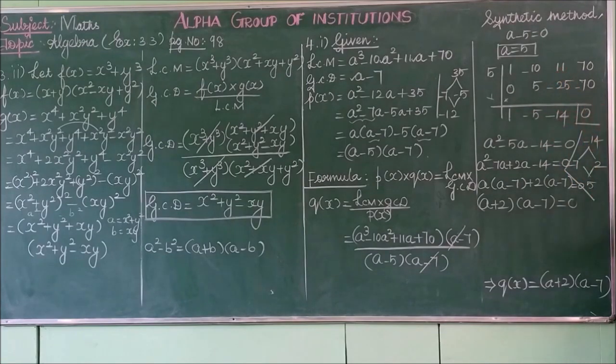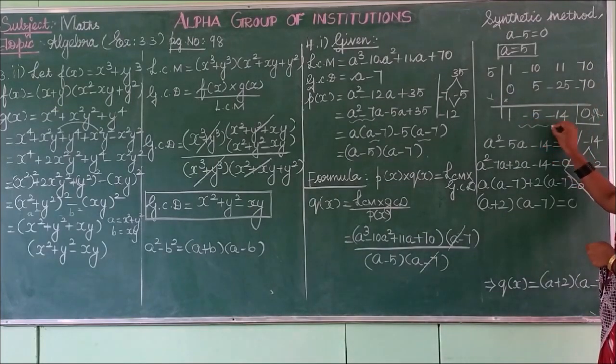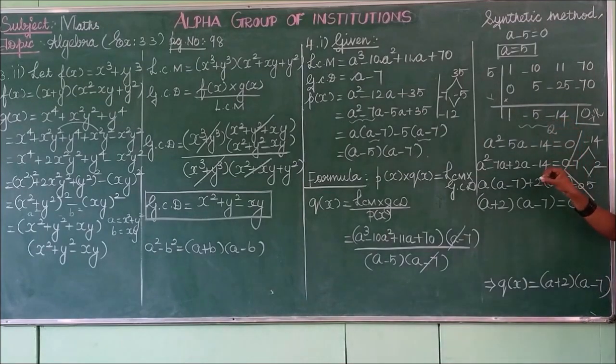So plus 11 minus 25. What is your answer? Your answer is minus 14. Then you have to cross multiply. 5 into minus 14 is what? Minus 70. Now you add these values and you get the value 0. This is the remainder, and this is called the quotient. So if you divide by 5, you get remainder 0 with this quotient.